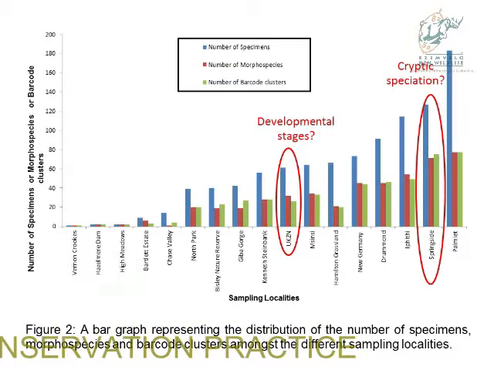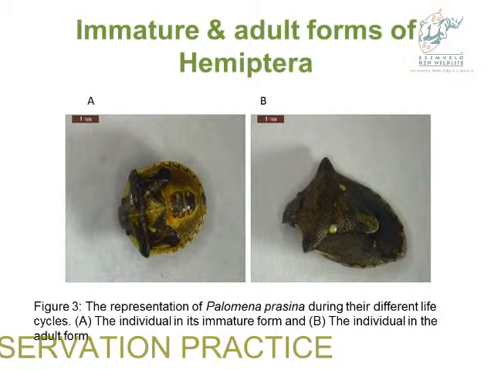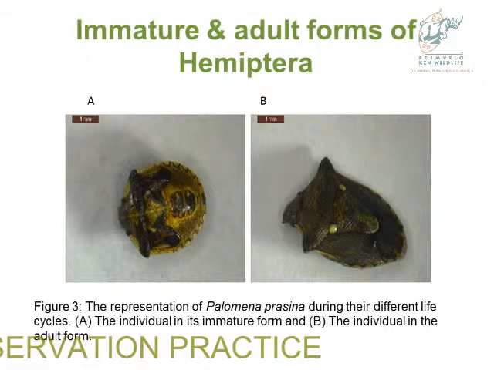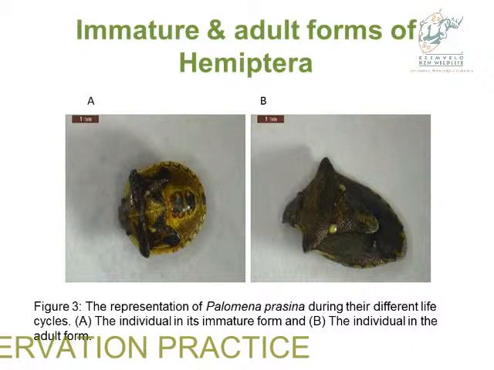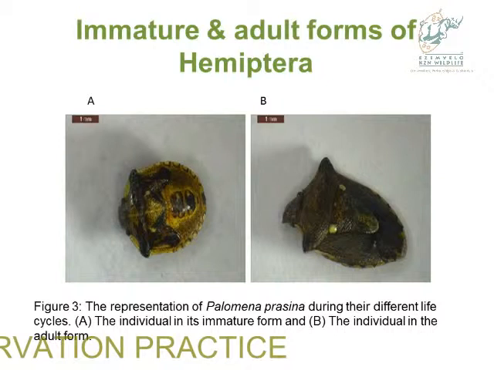So as you can see here, me, as not a taxonomist, I sorted out the pictures, and I separated these two into different morpho species. In fact, they were the exact same, they belonged to the same species, but DNA barcoding showed us that it belonged to the same species. And this here is the immature state of this Palomera prasina, and this is the adult stage of it. So DNA barcoding, in fact, helped us to show that these belong together. But I'm sure that expert taxonomists would be able to look at the differences and tell.